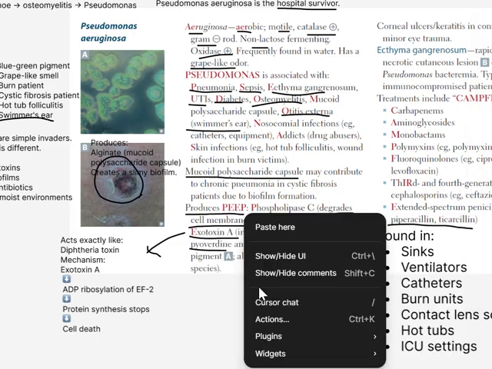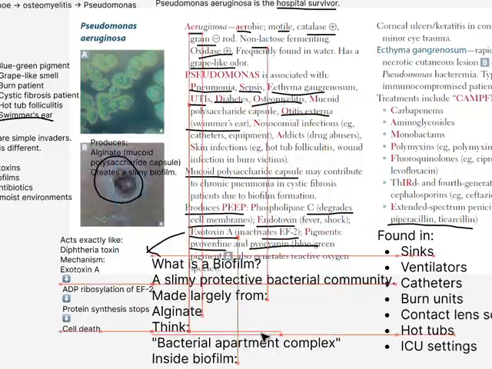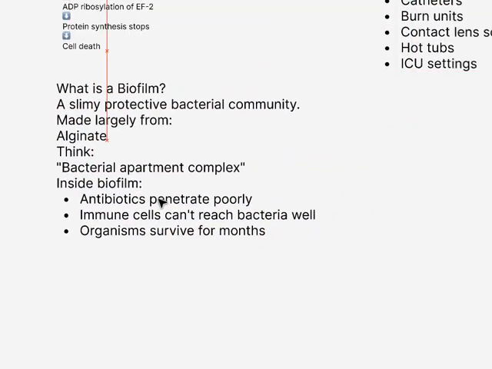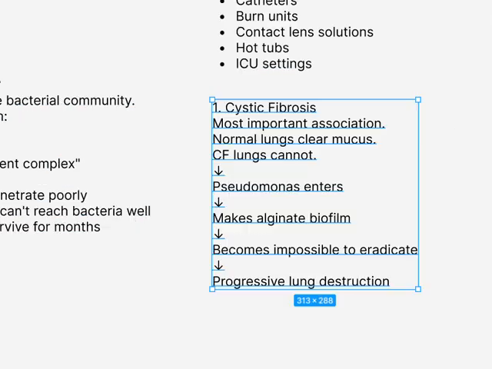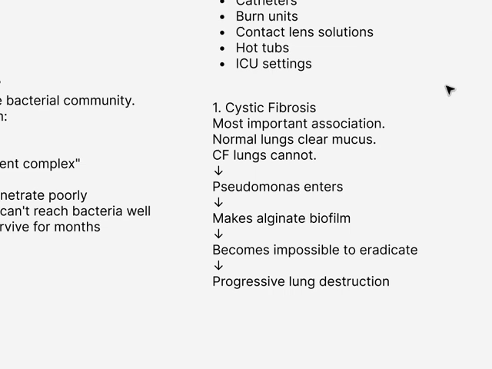The clinical importance when we talk about Pseudomonas, okay, so this is the biofilm, right? It's a slimy protective bacterial community made largely from alginate. Think about the bacterial apartment complex. Inside the biofilm, the antibiotics penetrate poorly. Immune cells can't reach the bacteria well, and the organism survives for months. The most important association for cystic fibrosis is Pseudomonas infection. Basically, normal lungs clear the mucus, but a cystic fibrosis patient cannot clear his or her lung mucus the same way, right?